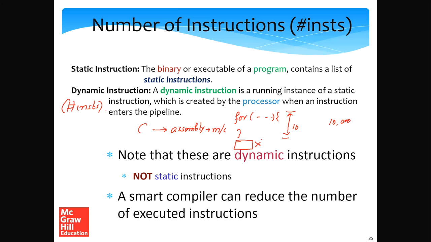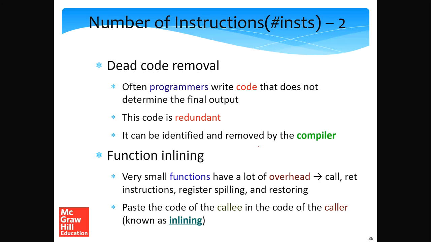Another thing that the compiler can do is, if at any point some computation is being repeated, it can avoid that. In a similar manner, when we are generating assembly code, the compiler needs to keep in mind that reducing the number of instructions will really help us. So let's look at some of these schemes once again. Dead code removal means that programmers often write a lot of code which does not determine the final output, so it can run but it has no effect. So this code is redundant, and it can be identified and removed by the compiler.